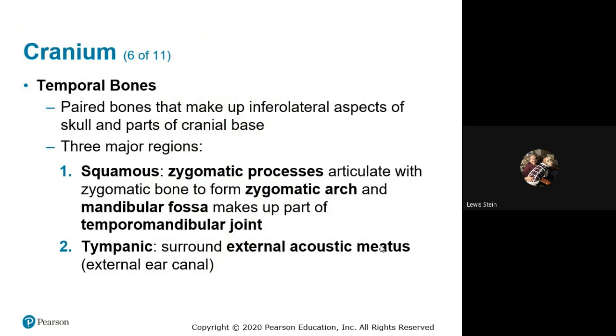Which leads us to two bones that are super important. This one's got all sorts of goodies coming from it.